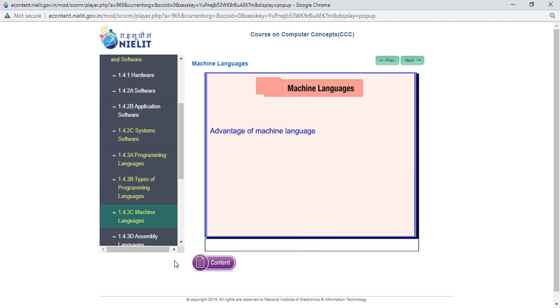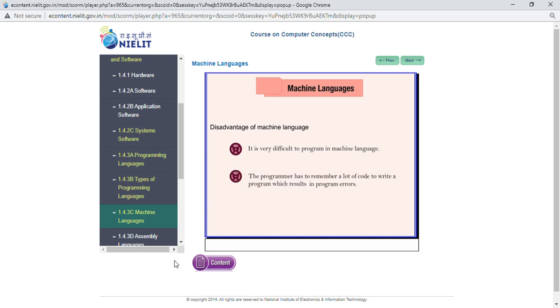Advantage of machine language. The only advantage is that programs in machine language run very fast because no translation program is required for the CPU. Disadvantages of machine language. It is very difficult to program in machine language. The programmer has to remember a lot of code to write a program, which results in program errors. It is difficult to debug the program.